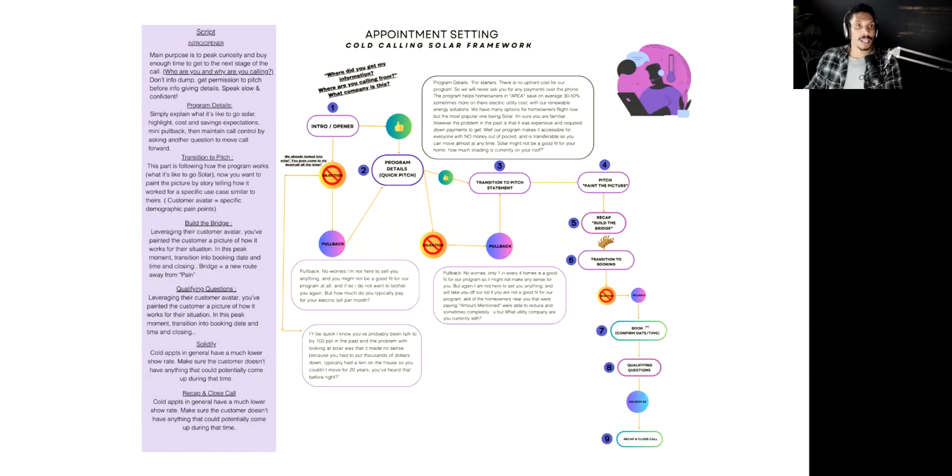So step number 1 is the intro, the opener. The main purpose is to pique curiosity and buy enough time to get to the next stage of the call. And again, you want to be prepared. Who are you and why are you calling? Do not info dump. You want to pique curiosity.